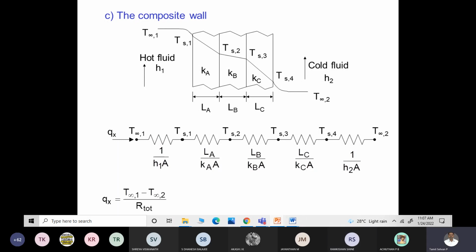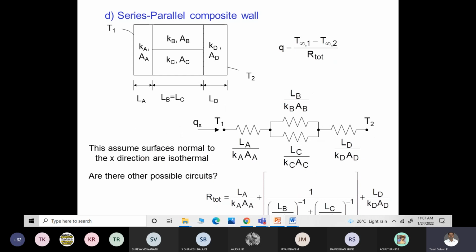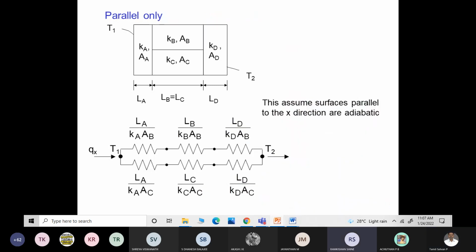And we also discussed the series-parallel composite wall, and we solved 1 or 2 problems on how to get the series-parallel composite resistances. Am I correct?